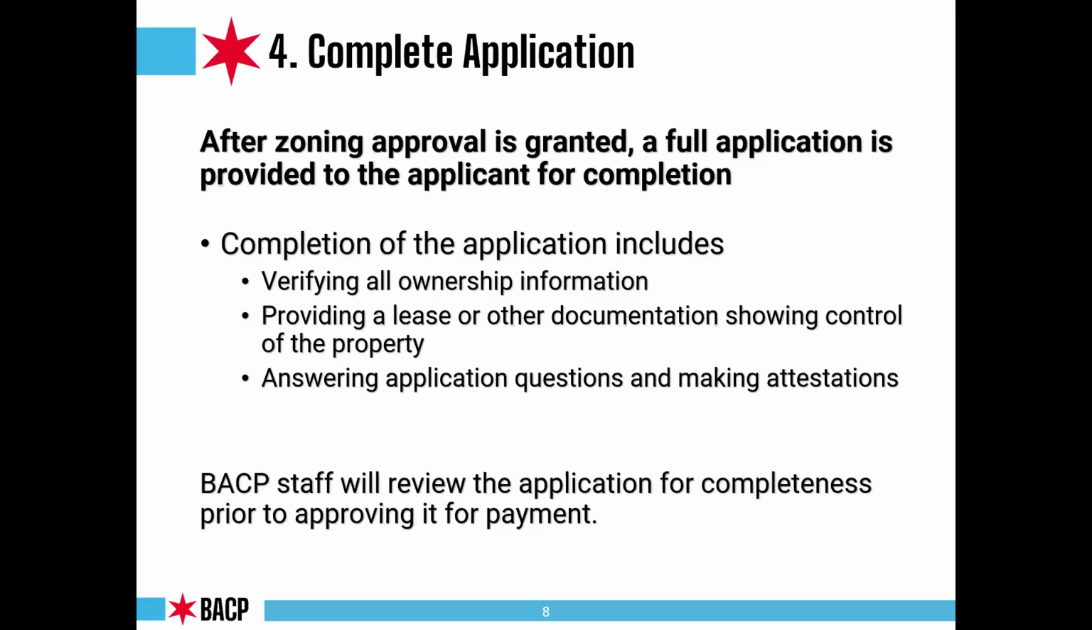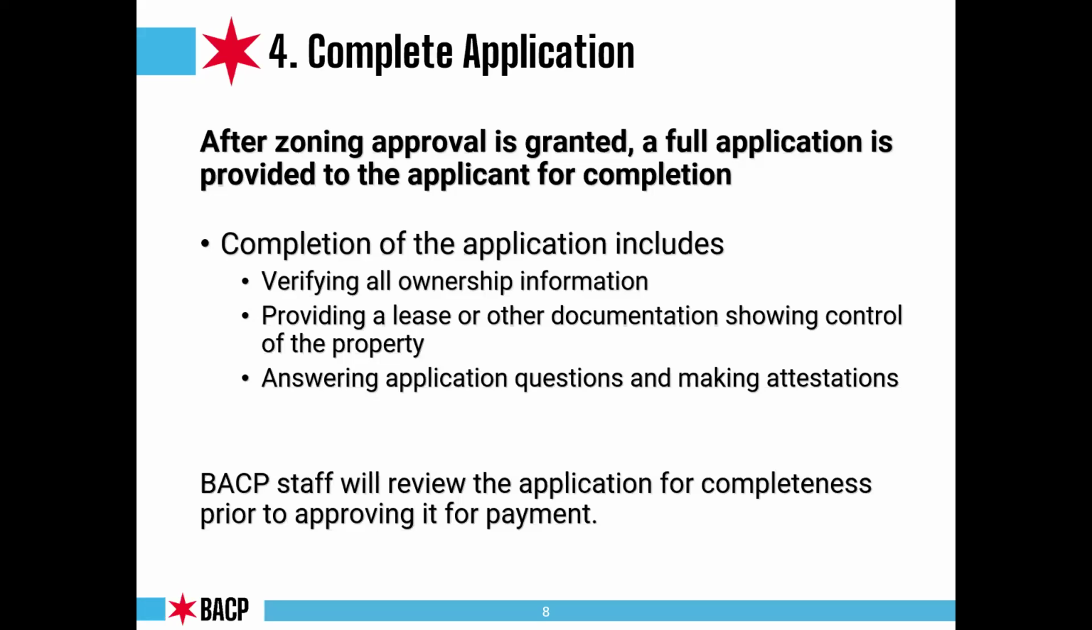The completion of an application could include you providing us a lease or other documentation showing control of the property. So when we print out that paper-based application and hand it back to you, we might come back to you and say, hey, we're going to need you to provide us a lease. Or all applications are going to need you to answer some questions that are on there and make attestations. And again, as already mentioned, an incomplete or incorrect application can delay the application process.